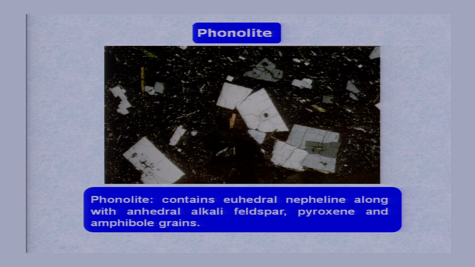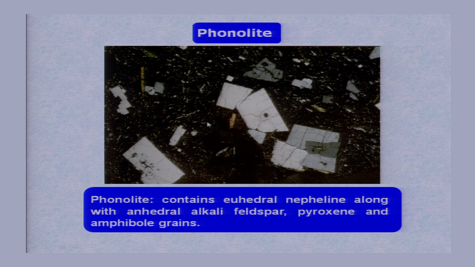I am citing one example of a phonolite. Phonolite is an igneous rock. It is a lava flow, and this lava flow contains euhedral grains. See, these grains are euhedral. All the sides of this grain are very well developed, crystal faces are very well developed. It contains nepheline along with anhedral alkali feldspar, pyroxene and amphibole grains. Viewers, because of some limitations, you may not be able to see polarization colors properly.